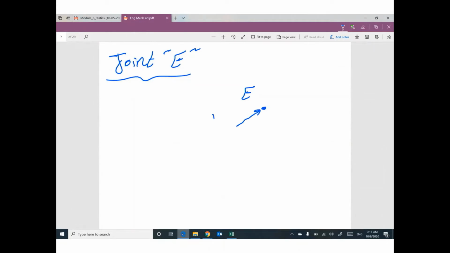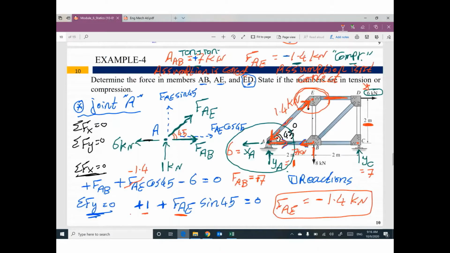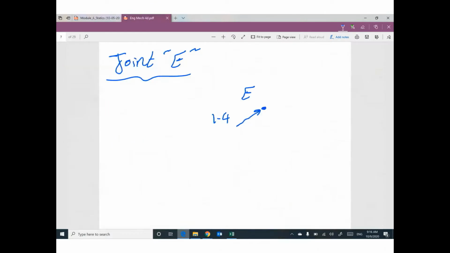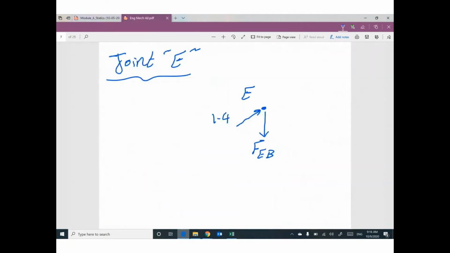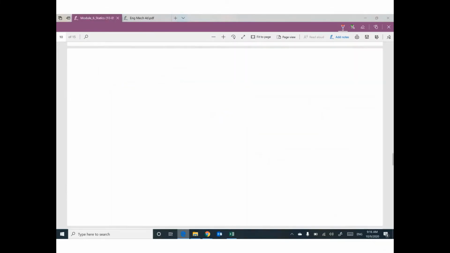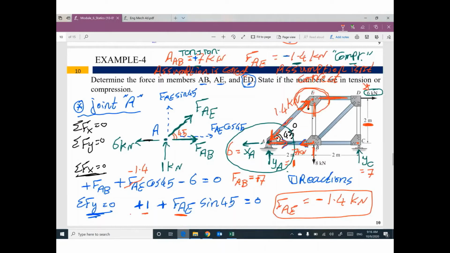We have this one, 1.4. What else? We have vertical member EB, FEB. What else? We have horizontal member ED, FED. I'm talking about all stuff that intersects at joint E.